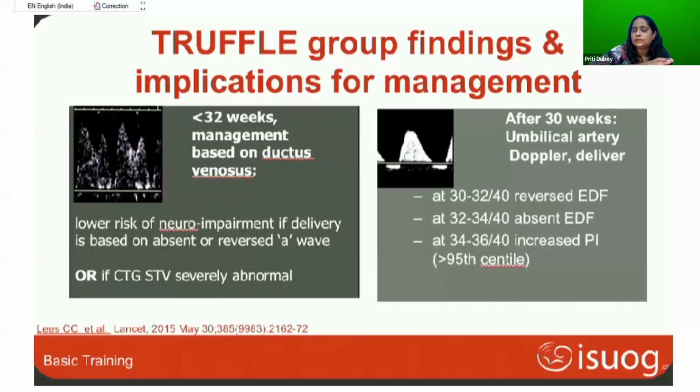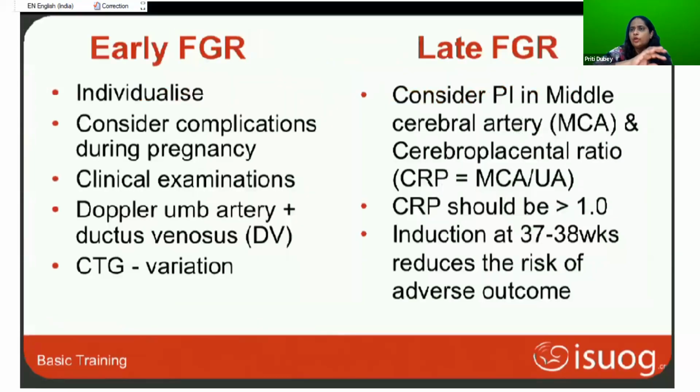Once the baby has crossed 30 to 32 weeks, after that the role of umbilical artery Doppler comes into play. At 30 to 32 weeks, if you see reversed umbilical artery flow, you have to deliver. Between 32 to 34 weeks, if there is absent diastolic flow, you have to deliver. And between 34 to 36 weeks, if there is increased pulsatility, anything more than the 90 to 95th centile, we need to deliver. So it is very important how you deliver in early FGR fetuses.